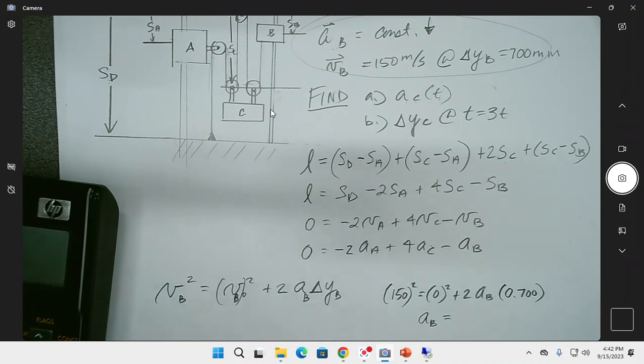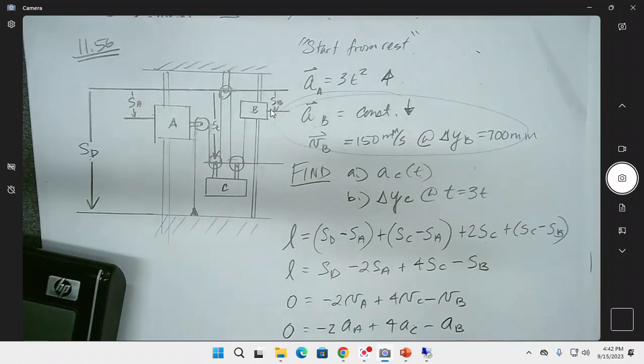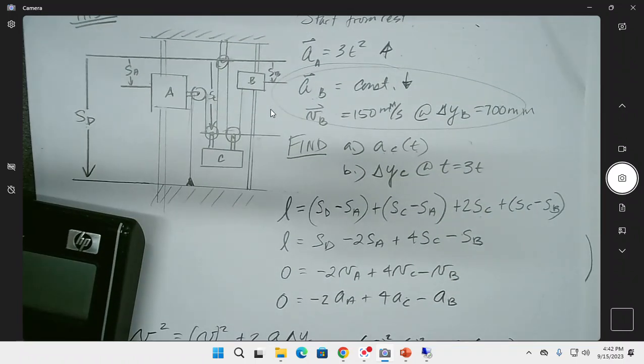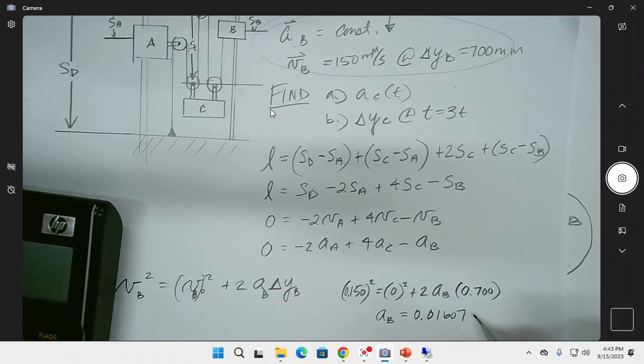Was that millimeters per second or meters per second? Okay, cool. That's crazy. 0.15 squared, divided by 2, divided by 0.7. All right, cool. But now it's a small amount. 0.01607. Did I get that wrong too? I got 16.